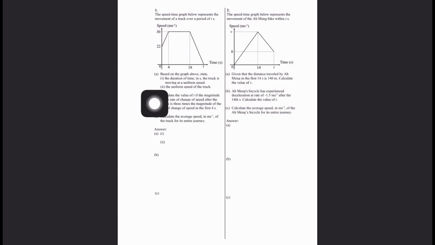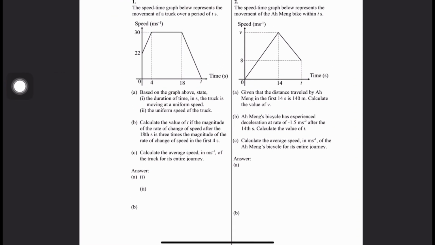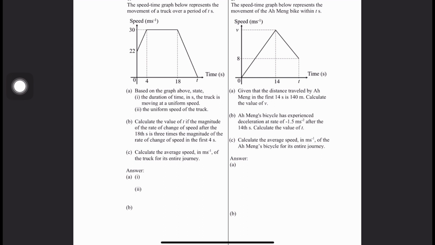Okay, now A. Based on the graph above, state the duration of time in second the truck is moving at a uniform speed. Dia nak duration of time. So this one uniform, betul? Okay, so duration of time kita 4 until 18. Berapa second tu? Kena tolak lah. Okay, so kita ada 18 minus 4, okay, is equals to 14 second.